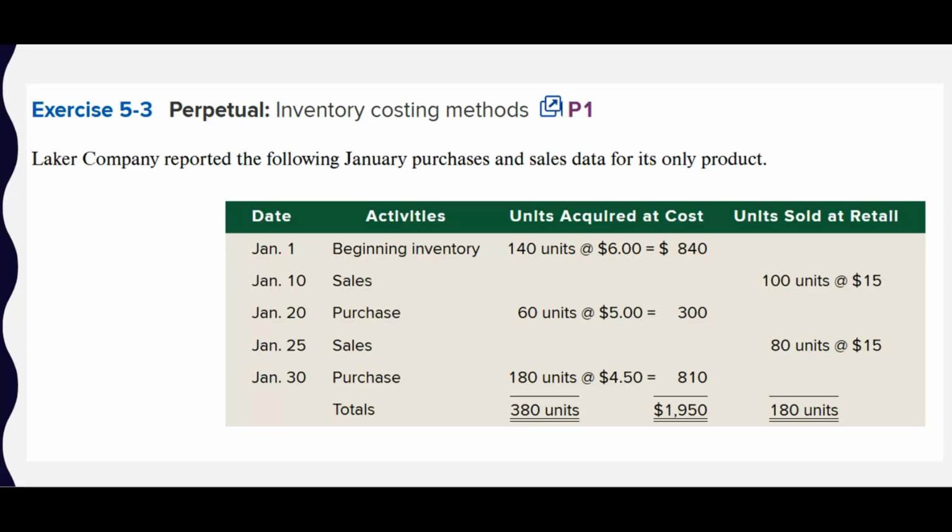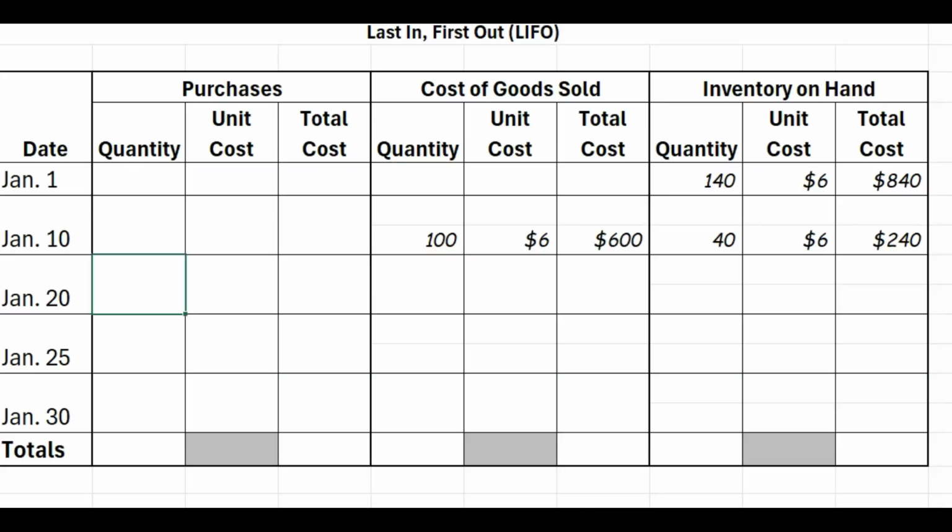On January 20th, we made a purchase. We purchased 60 units at a cost of $5 per unit. We will log this on our chart. On January 20th, we purchased 60 units at a cost of $5 per unit. So the total cost of that purchase was $300. We need to recalculate ending inventory. We have 40 of the original $6 units left, and now we have 60 $5 units.